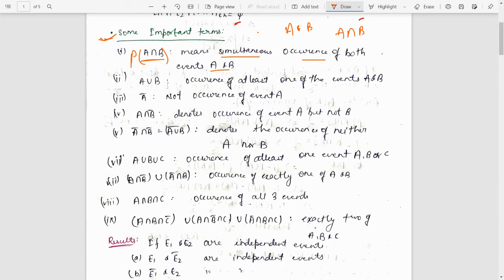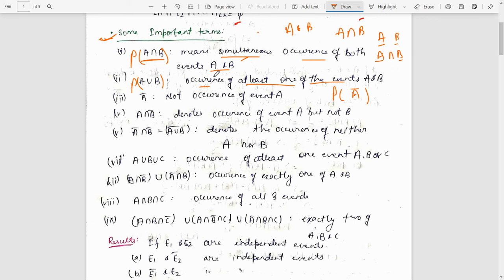If it's talking about occurrence of at least one of the events A and B, unlike simultaneous occurrence, occurrence of at least one event means either A occurs or B occurs or A intersection B, meaning both occur. So in that case, it is talking about the probability of A union B. Similarly, if it's talking about non-occurrence of event A, it is talking about the probability of A complement.